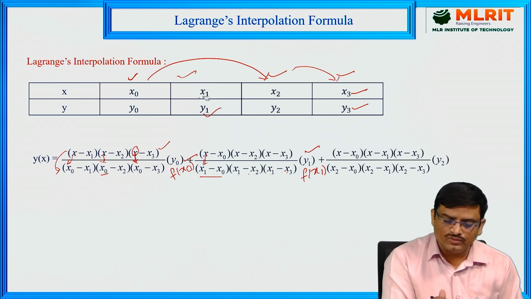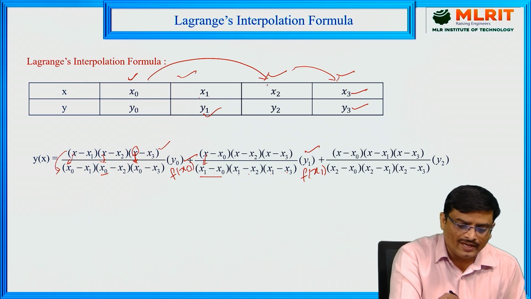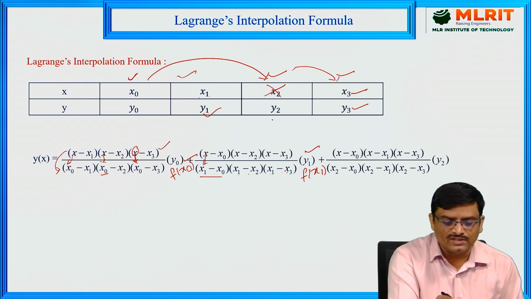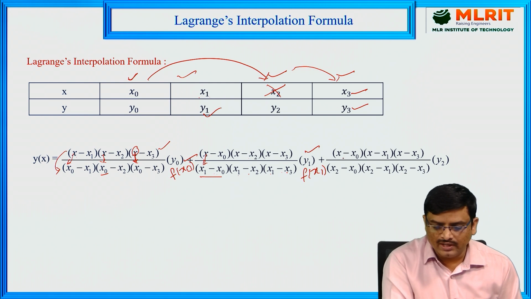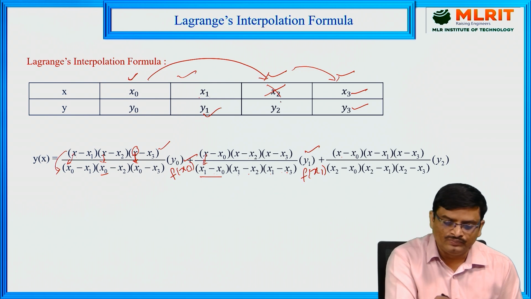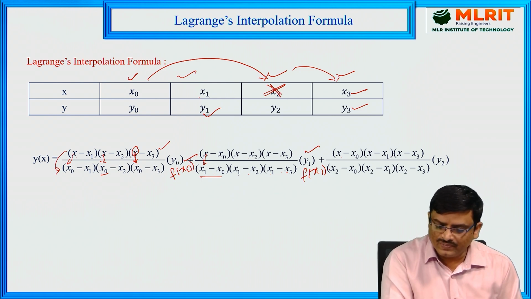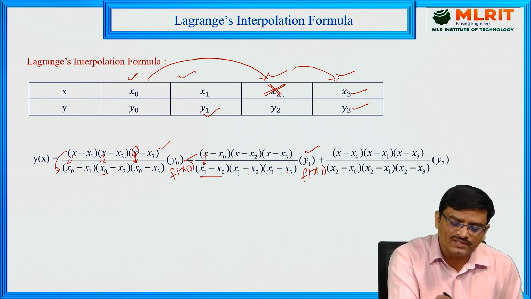Now if you want to go for the next term, you neglect the next value of x, that is x2, and you start with x0, x1, x3. So x minus x0, x minus x1, x minus x3. So here we have not taken x2 because we have neglected this x2. Now take the same numerator to the denominator and replace x with the neglected value of x, that is x2.